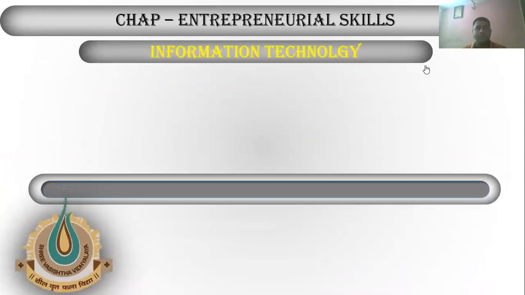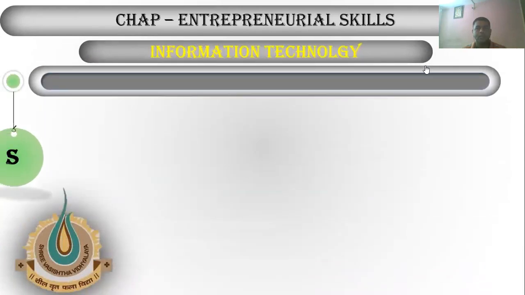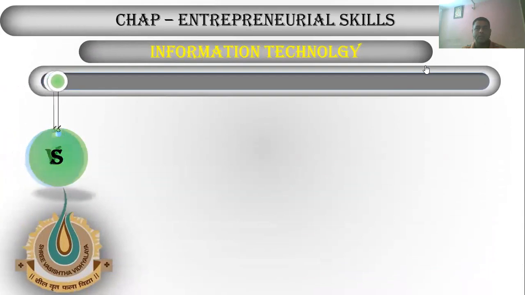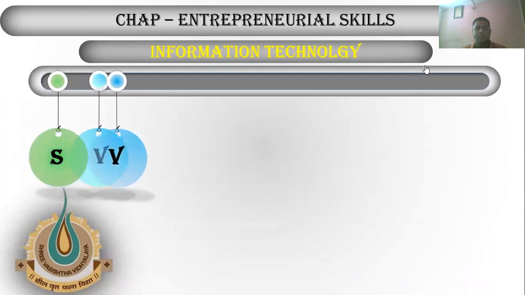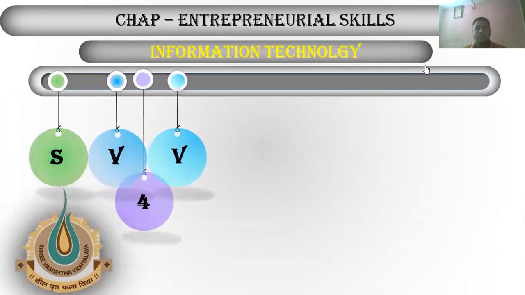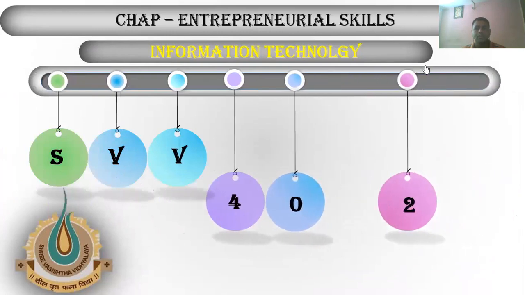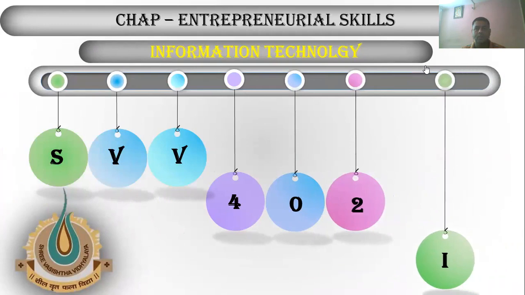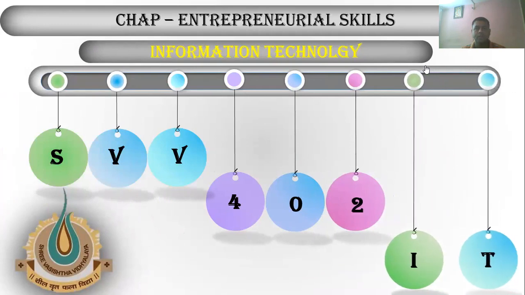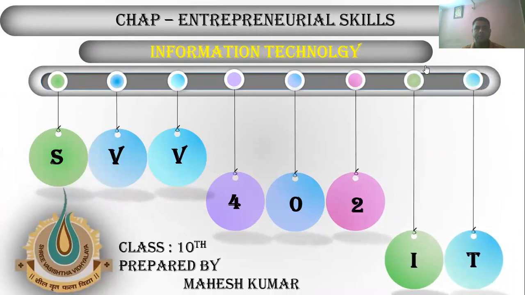Today, I'm going to start the chapter Entrepreneurial Skill, subject Information Technology, subject code 002, subject name Information Technology from Vasis Vidyalaya School. Myself, Mahesh Kumar R.